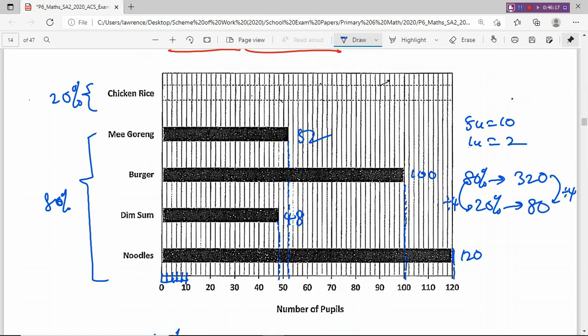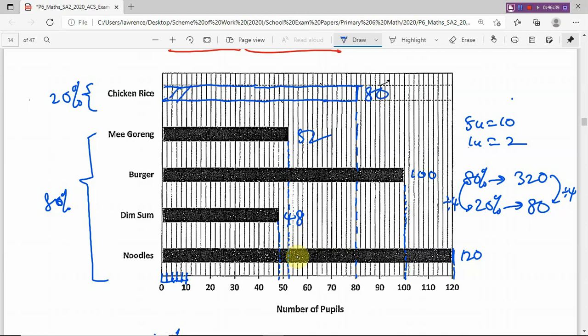Is it correct? 80, right? So you're supposed to draw the bar until 80. So where is 80? Okay, so you have to use your ruler and trace the line, and this is your 80. And of course, whatever you draw must be using a ruler. So make sure you use a ruler, okay, and put down 80.